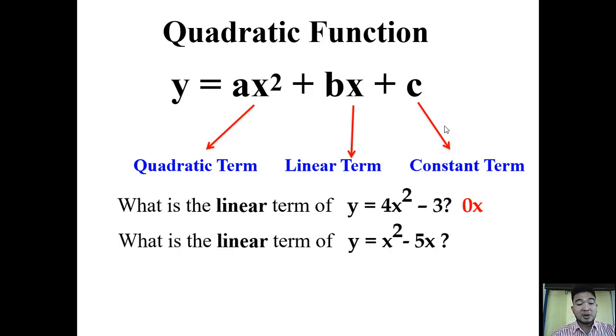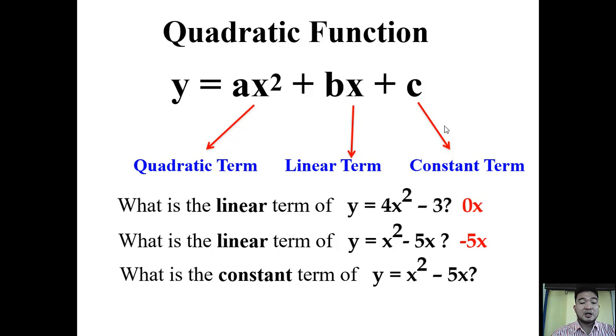What is the linear term of y equals x squared minus 5x? The answer is negative 5x. What is the constant term of y equals x squared minus 5x? The answer is 0. And if it is 0, we don't write it anymore.